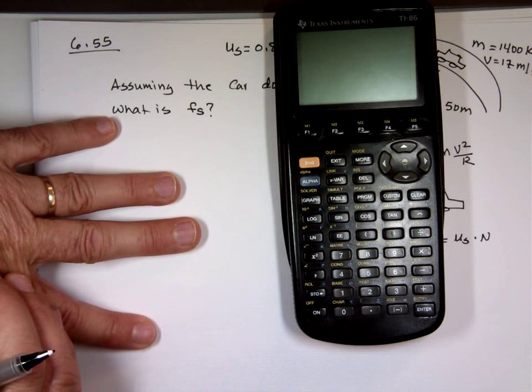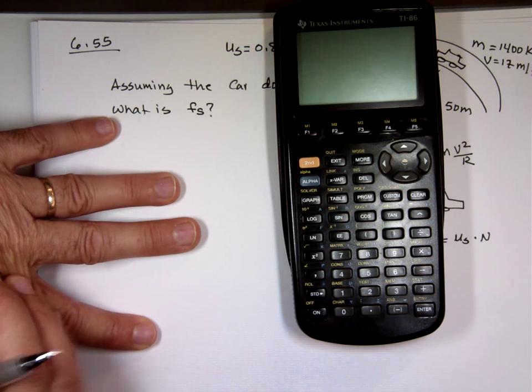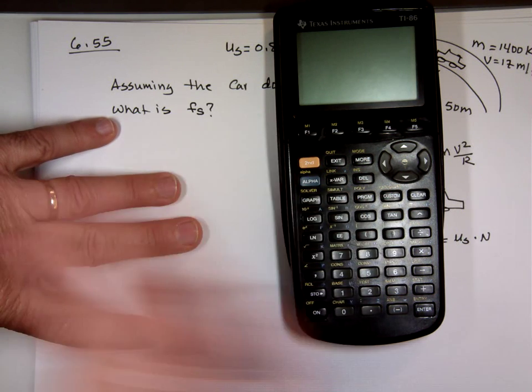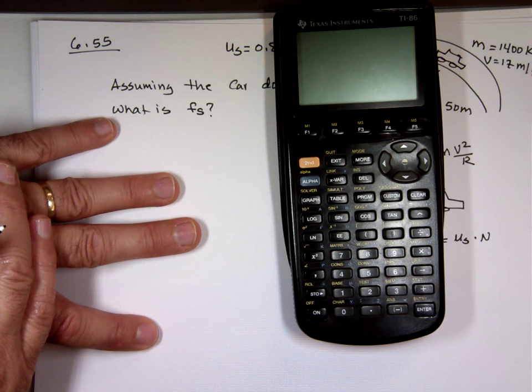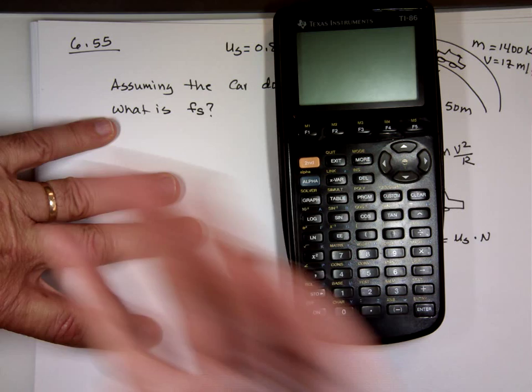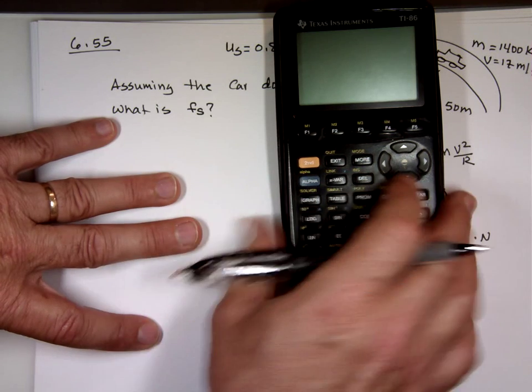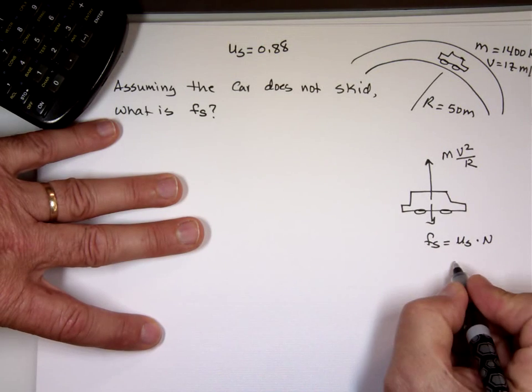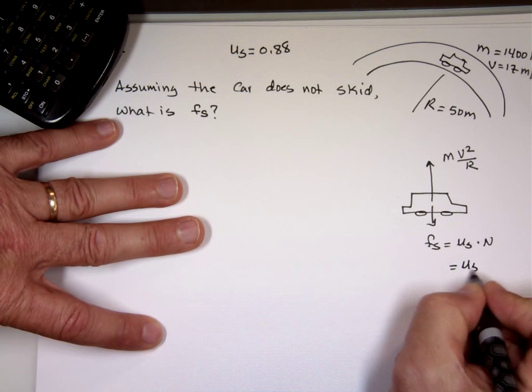No, the normal force. Just the normal, the ground pushing up on me. Mass times gravity. Correct, because the weight is down, the normal is up. So my normal force is really the weight of the car. Mu s times the weight, which is mass times gravity. It's not banked.